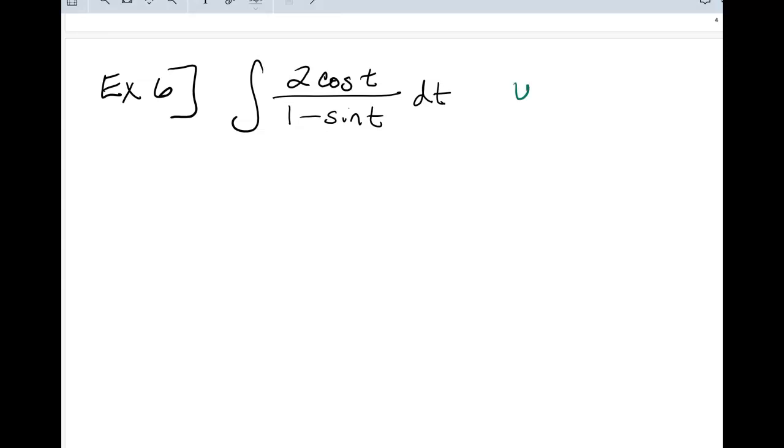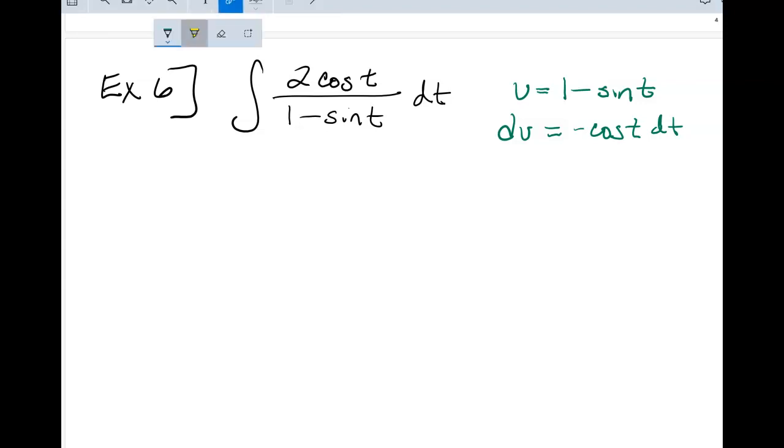So we can let u equal this entire denominator, 1 minus sine of t, and then du is equal to the derivative of negative sine, which is negative cosine of t, dt.